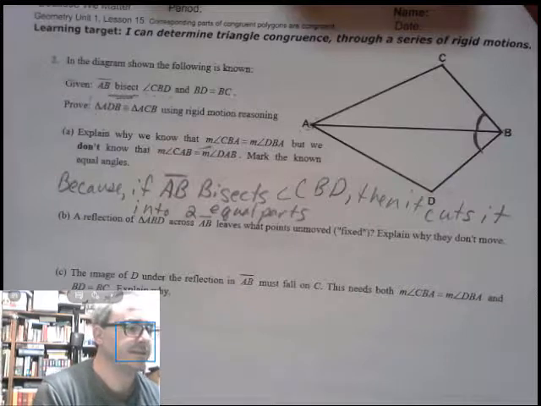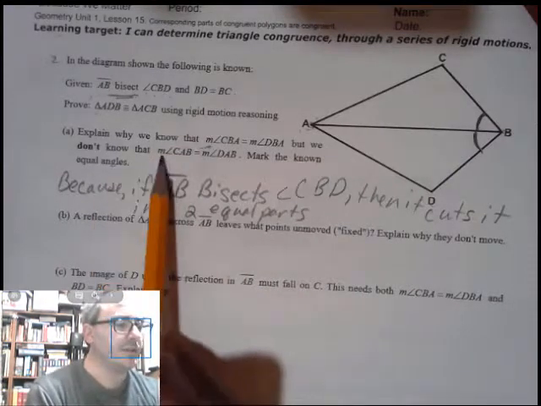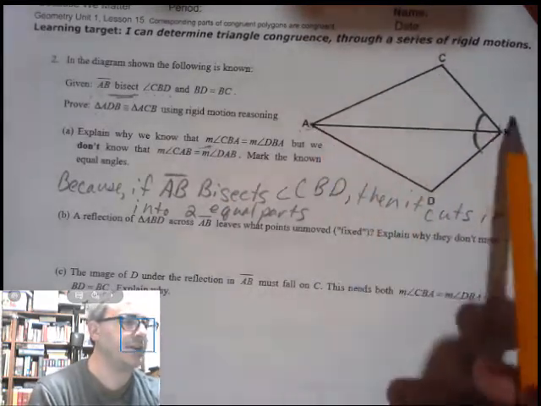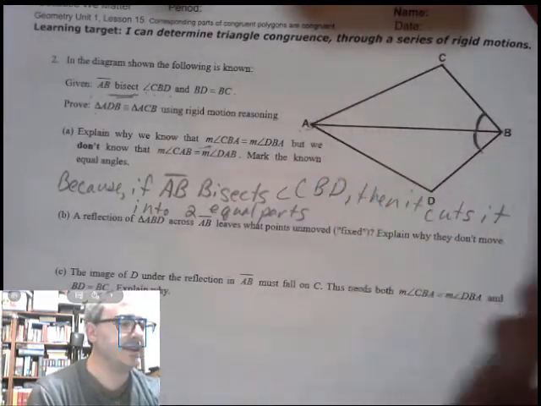All right. Now we don't know that CAB and DAB are congruent. We don't know that yet.